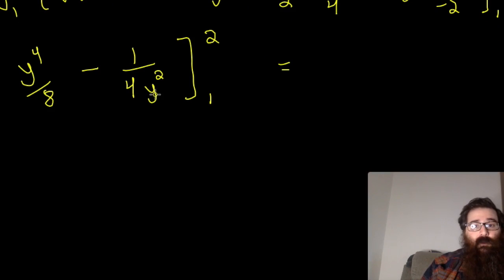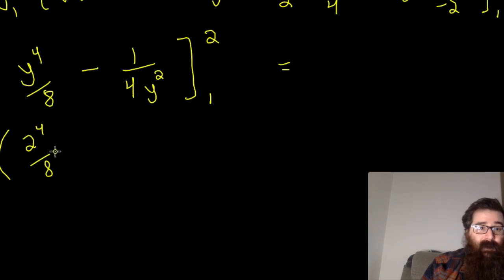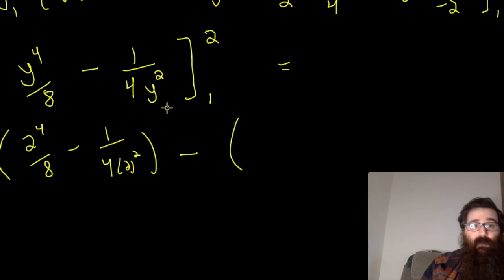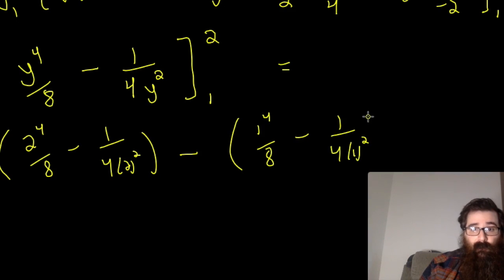Now I want to evaluate, and that's all that's left, right? Plug in the upper bound, plug in the lower bound, and subtract in between. When I plug in 2 for y, I get 2 to the 4th divided by 8 minus 1 over 4 times 2 squared. I want to subtract away from this. When I plug in 1 for y, I get 1 to the 4th over 8 minus 1 over 4 times 1 squared. And we can work through this as much as we can.